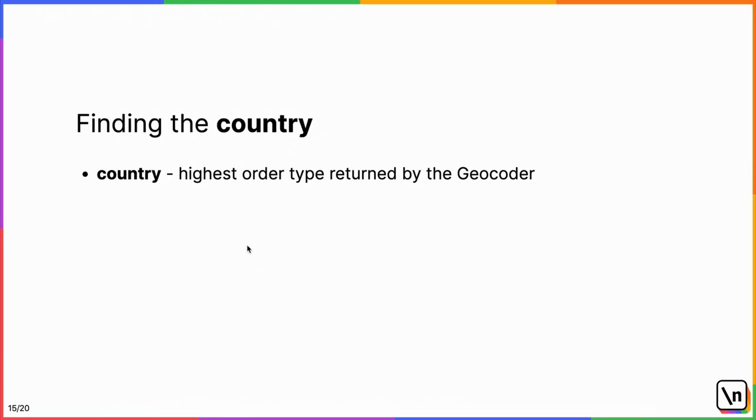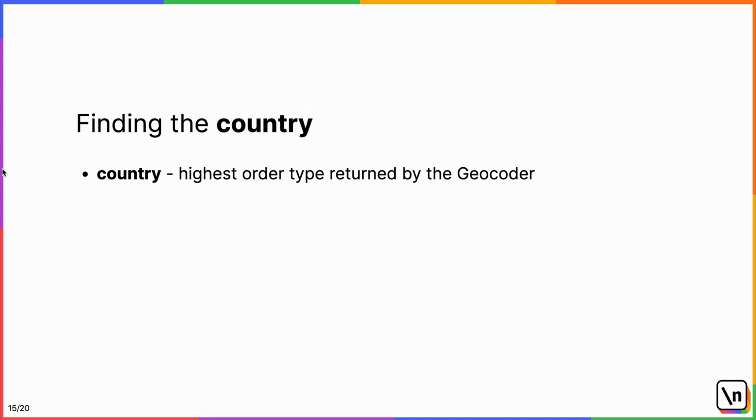The country address component from the geocoder is the most straightforward one. It doesn't have a different type label, and everything we're going to search for has to have a country. It's the highest order returned from the geocoder. So we'll simply map the value we get from the country type address component to the country field in our query.